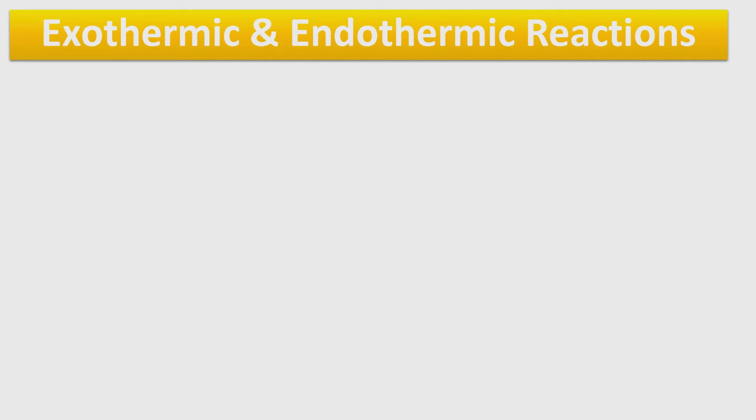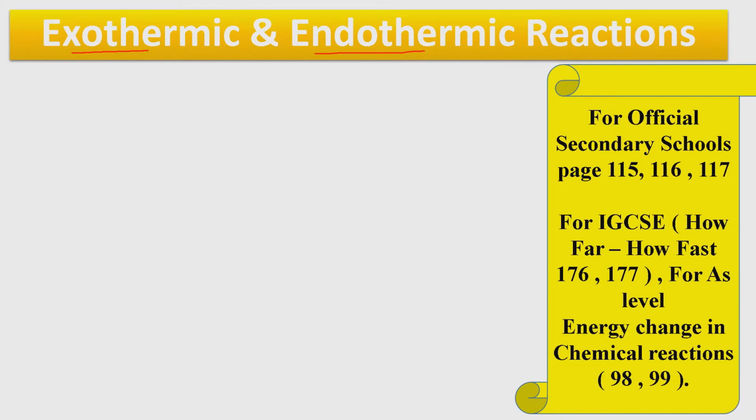Inshallah, we will start the first lesson on exothermic and endothermic reactions. This part you can find in your book for official secondary schools, pages 115, 116 and 117. For IGCSE students, you can find this part in How Fast, pages 176 and 177. For AS-level students, you can find this part in Energy Change in Chemical Reactions, pages 98 and 99.